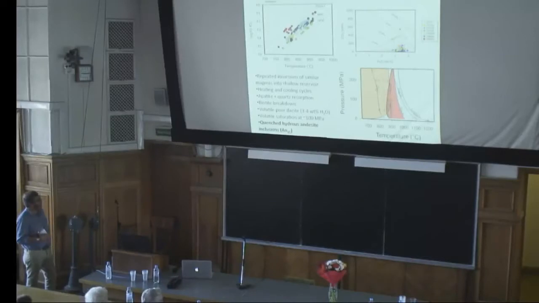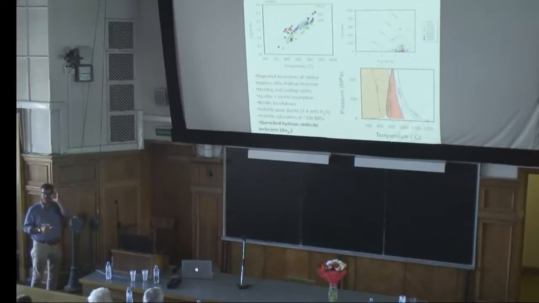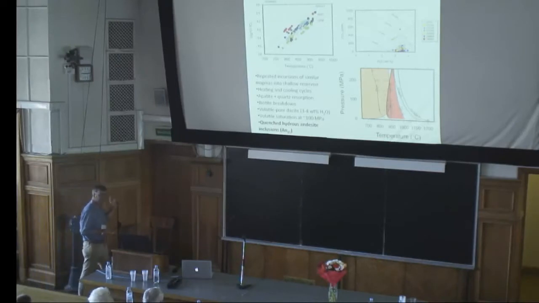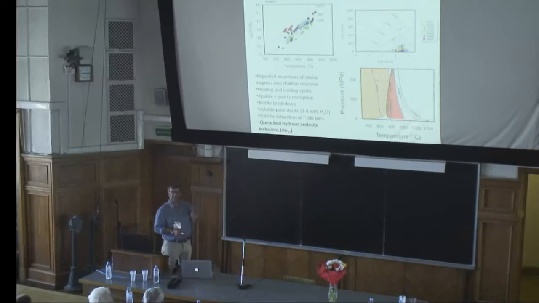Volatile saturation is at about 100 MPa, and I've mentioned before these hydrous andesites that form these little mafic enclaves or mafic inclusions. The striking thing about those is they have really, really calcic plagioclase, anorthite 85 mole percent of the anorthite component.